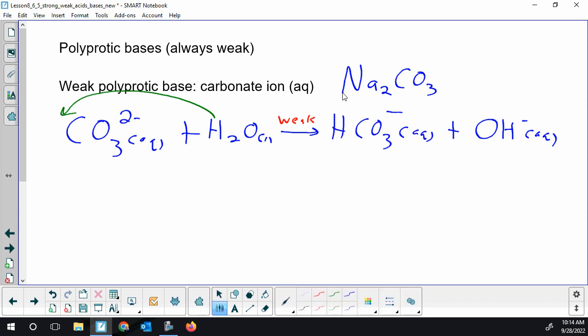This is polyprotic because this negative ion is capable of taking in another H. It is in our base column. So I'm pointing to carbonate, 3 up from hydroxide. If we keep going up, which is weaker in our base column, we get to HCO3- as a base.